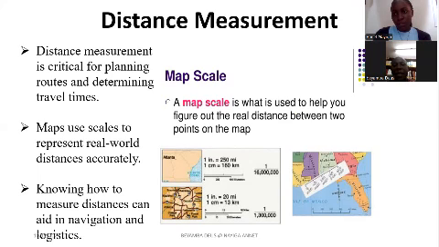And we are saying that distance measurement is critical for planning routes and determining travel times. For instance, you can ask yourself from Uganda Martyrs University to Masaka, how long is that journey? Now, if you understand the kilometers that are in that journey, now you can plan that I'm going to spend this time on the way. Are you getting? Yes. So it's about planning routes and determining travel time.